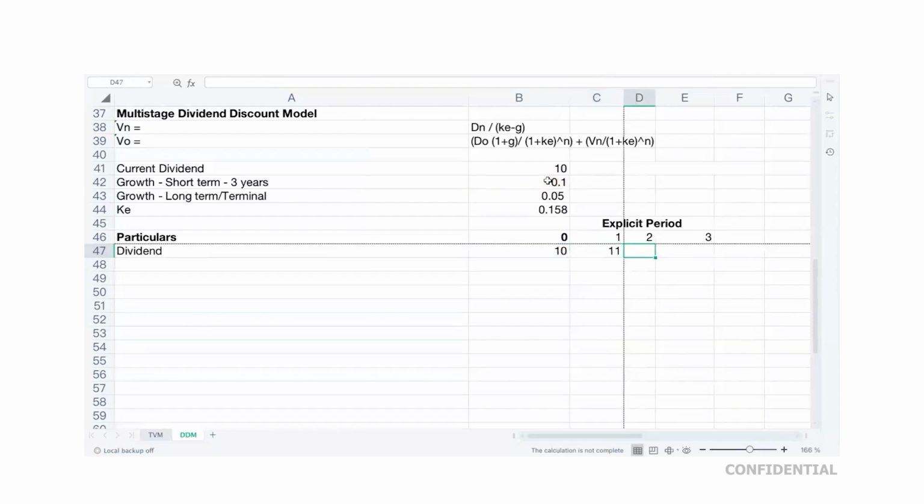What will be the dividend the company is expected to pay to its shareholders in the second year? 12.1. Absolutely right, which is 11 into 1 plus the growth rate, again 10%. Then the third year is the same: 12.1 into 1 plus the growth rate, which is again 10%, giving 13.31. Now remember, 11, 12.1 and 13.31 are the expected dividends that the company is going to pay in the next 3 years.